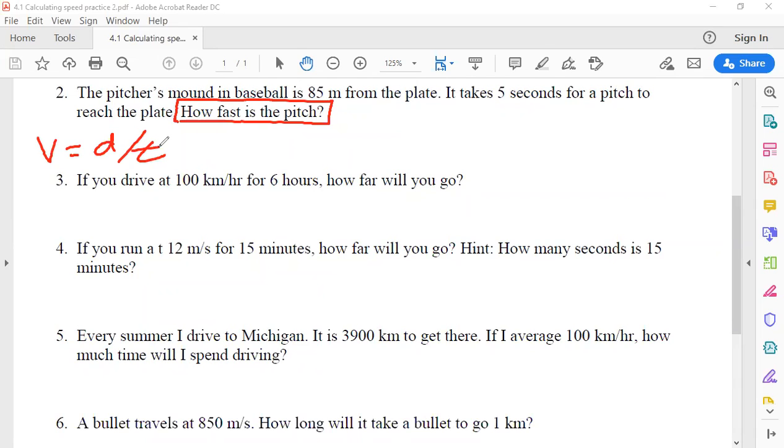Step 2 is to go back and rewrite this equation, but we're going to pull values from the word problem and put it in here.